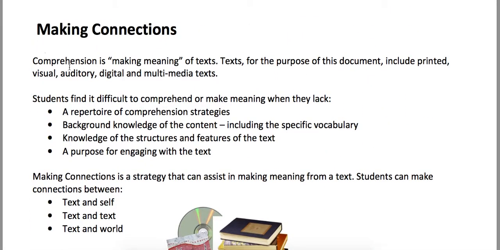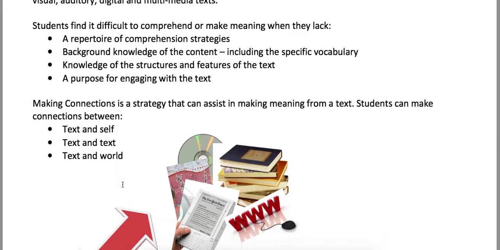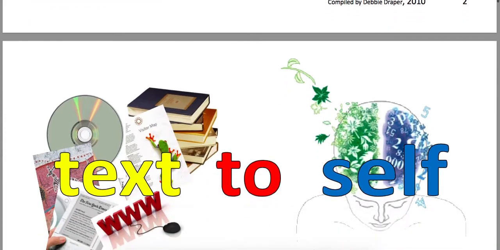So making connections, it's about making meaning of texts. And we can do that in 3 ways. We can think about the text in relation to yourself, the text in relation to other texts, and the text in relation to the bigger world. Let's go through each of these.